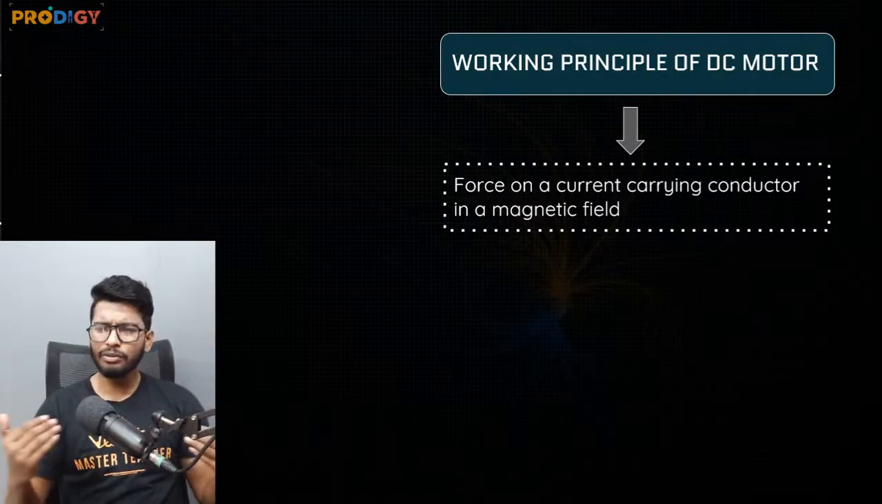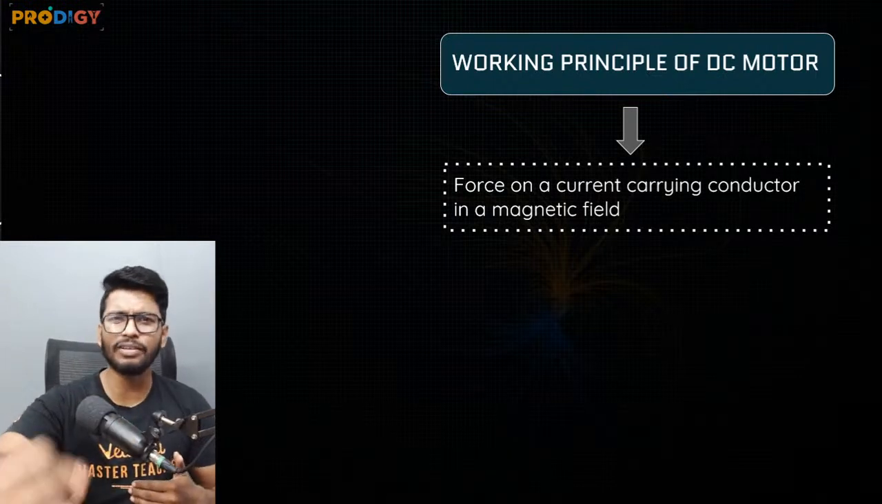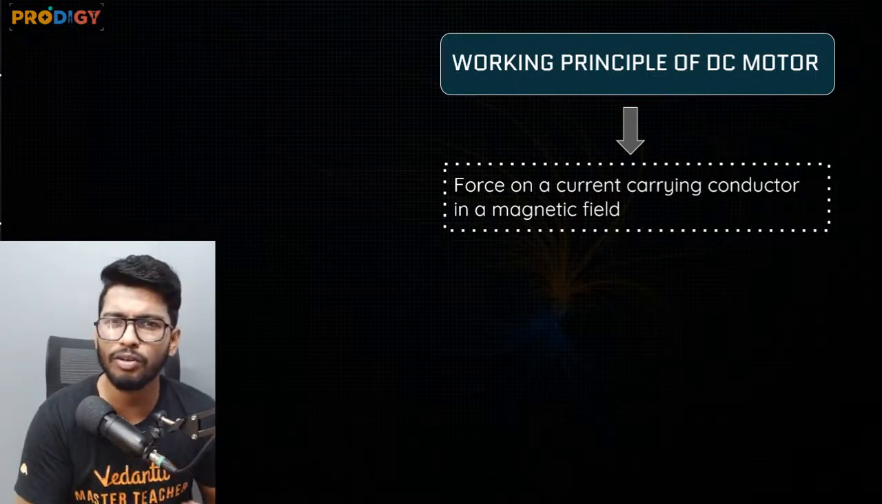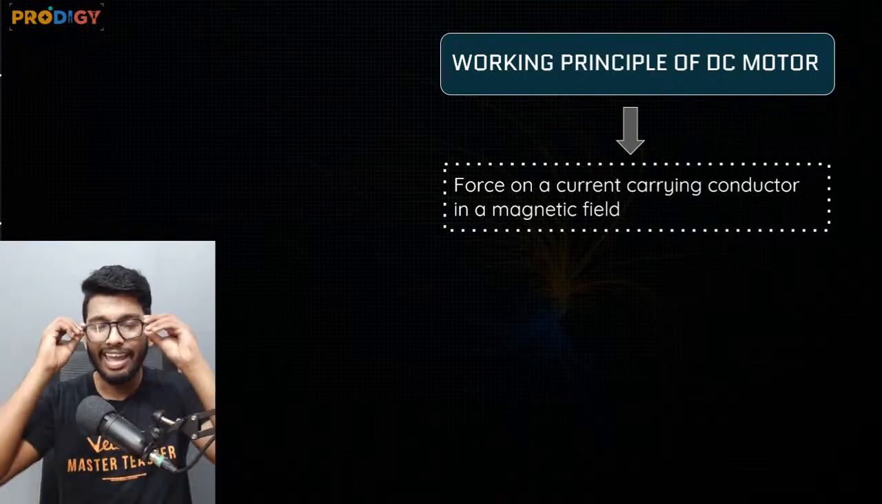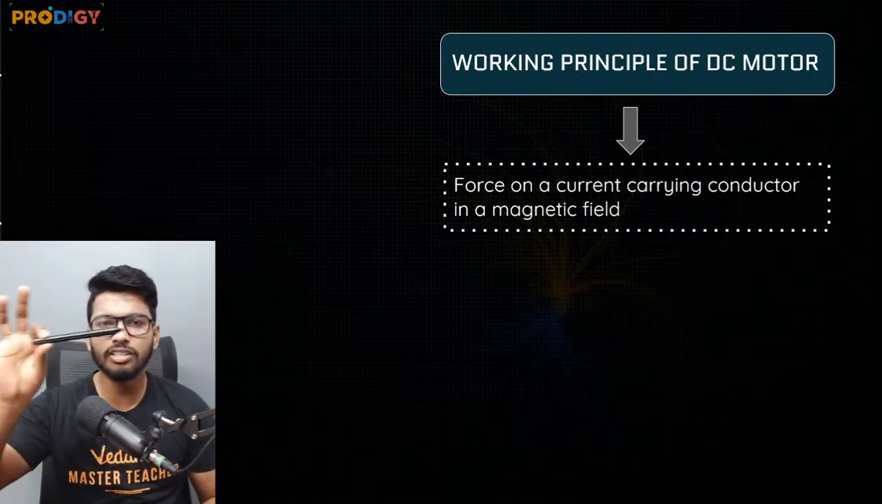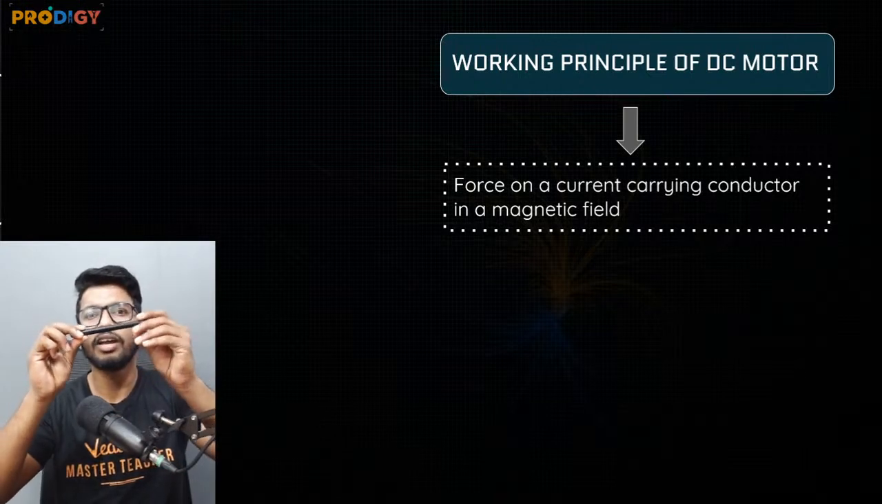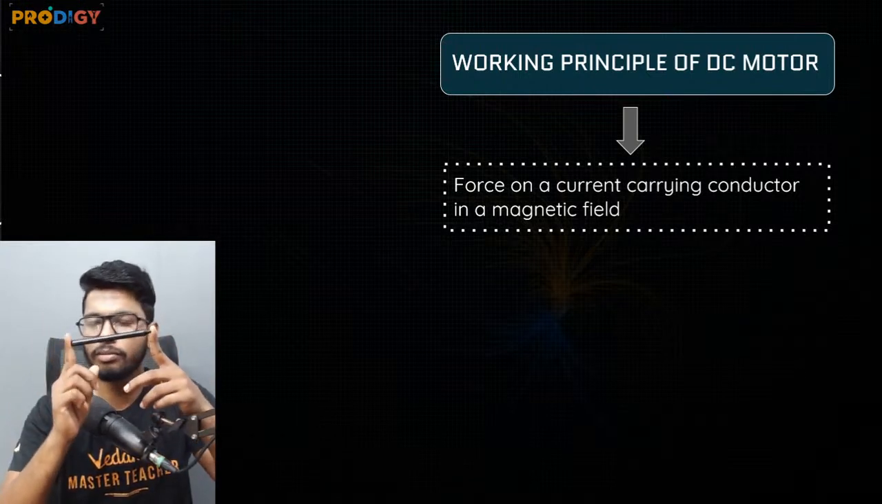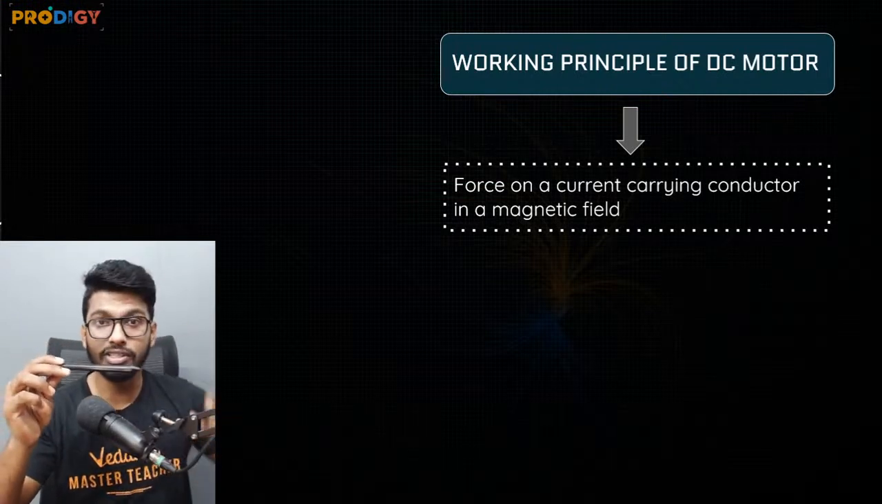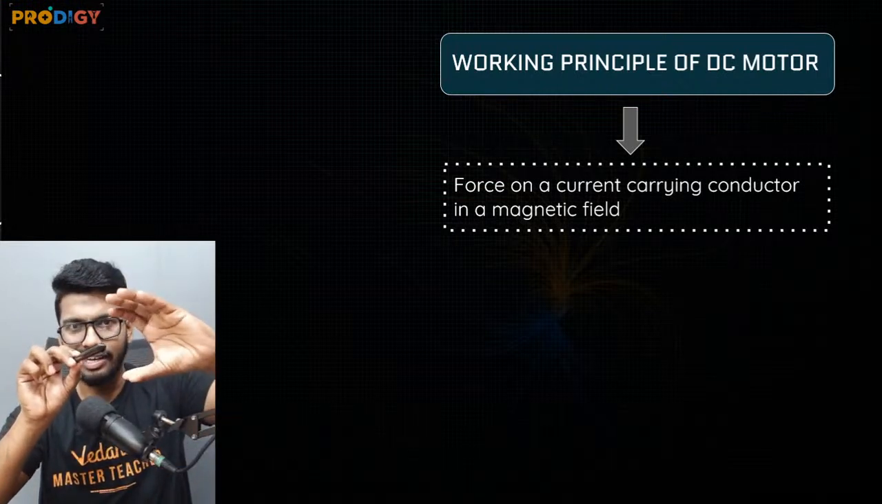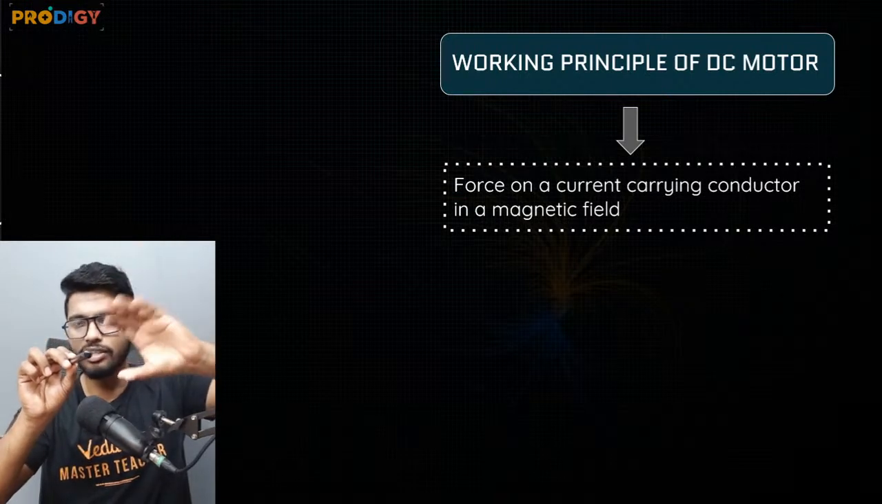Now I don't think I have to repeat this, but I'm going to say it anyway, because I know that a lot of you guys haven't watched that video, so I'm going to repeat very quickly what it means in brief. If I have a current carrying conductor, imagine this is a conductor and I have connected it to the positive and the negative terminal of a cell. Now when the electrons are flowing through this, imagine I have a horseshoe magnet, all right? Now, a horseshoe magnet has a north and a south pole.